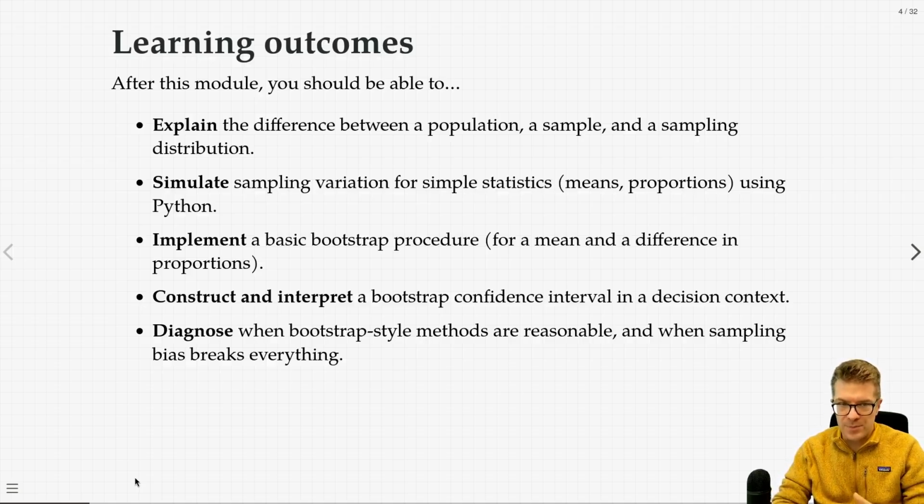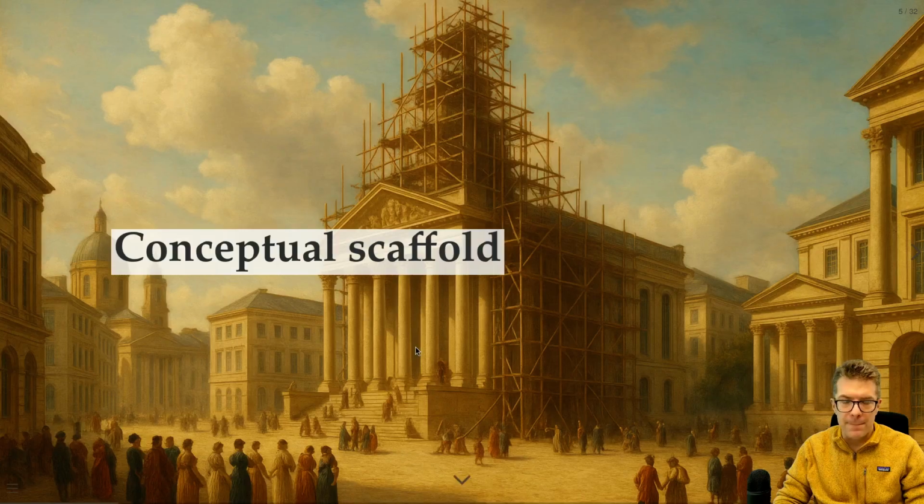a sampling distribution. You should be able to simulate sampling variation for simple statistics. You should be able to implement a basic bootstrap procedure, which we'll define. You should be able to construct and interpret a bootstrap confidence interval. And you should be able to diagnose when a bootstrap-style method is reasonable. So let's just get our scaffold in place.